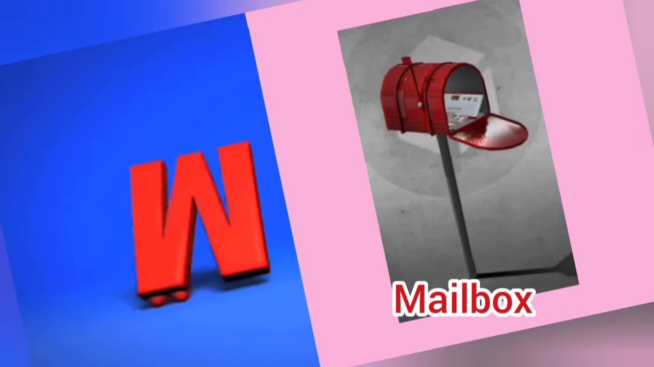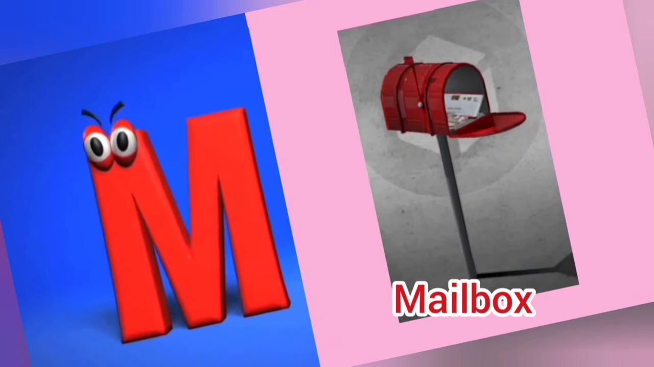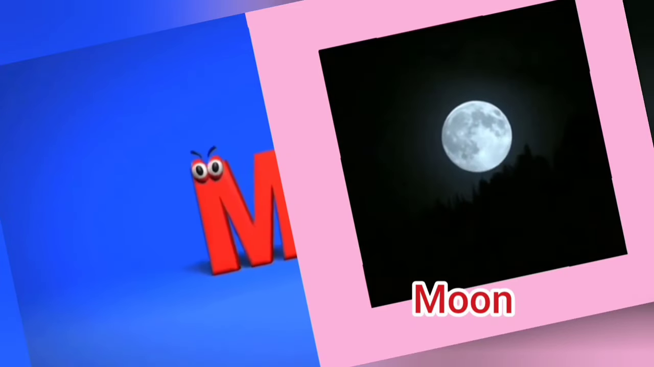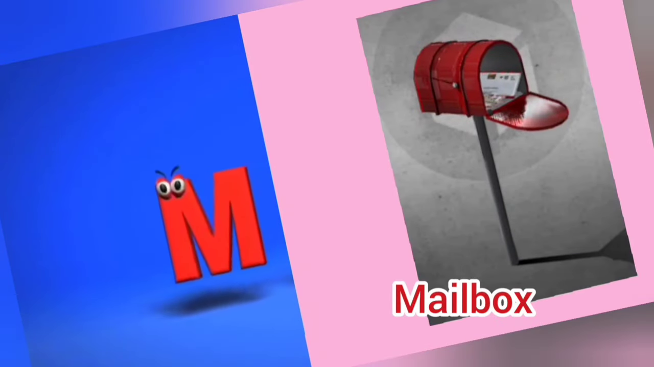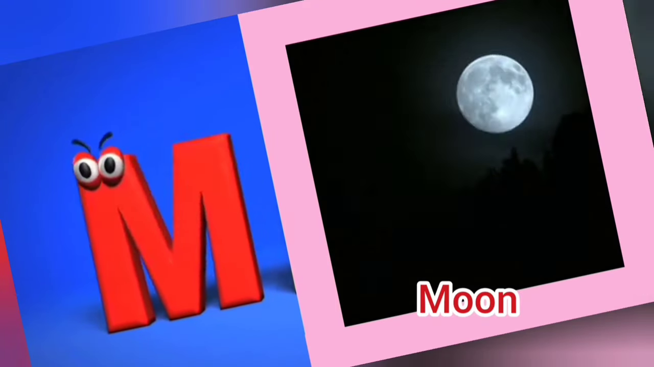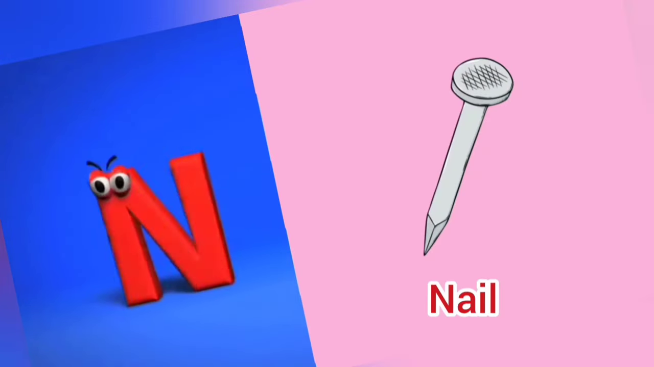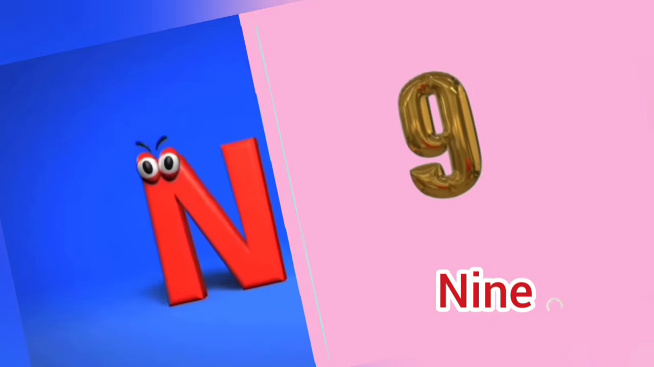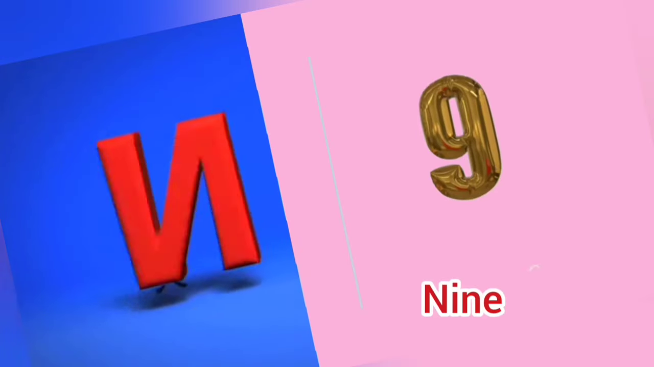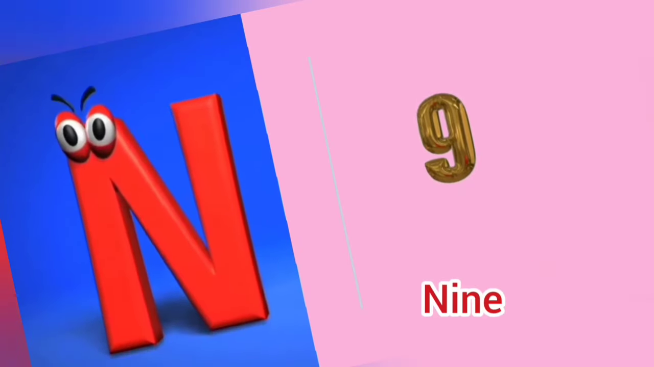M is for mailbox. M, m, mailbox. M is for moon. M, m, moon. N is for nail. N, n, nail. N is for nine. N, n, nine.